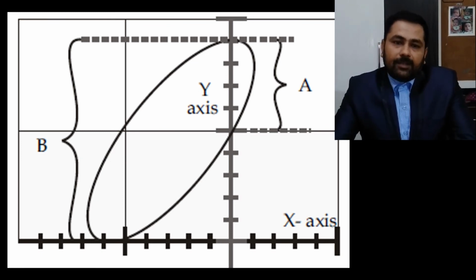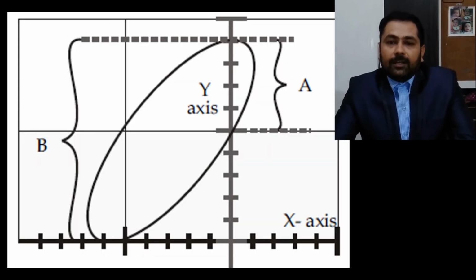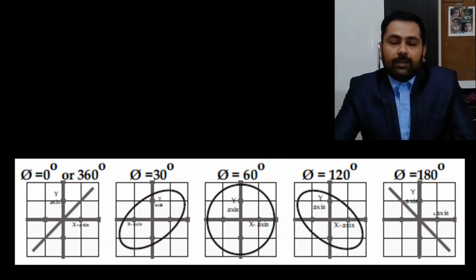For such a pattern, the phase difference can be calculated as phase difference equals sine inverse of A by B. Now see, what is A? A is the shortest distance cut by the vertical axis, and B is the longest distance cut by the vertical axis. So in this way we can have phase measurement. See the diagram: when you observe these standard Lissajous patterns, we can directly say what the phase difference is. So in this way we can measure the phase.